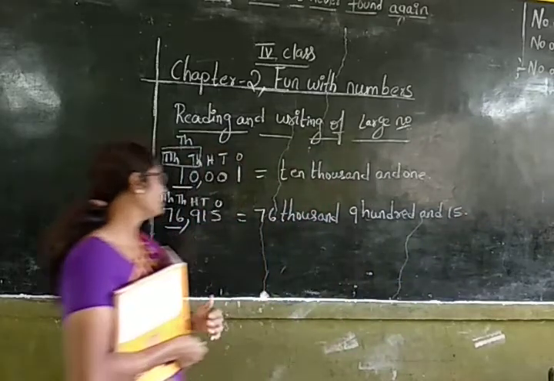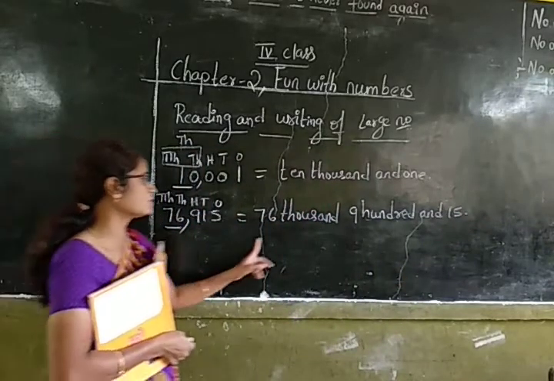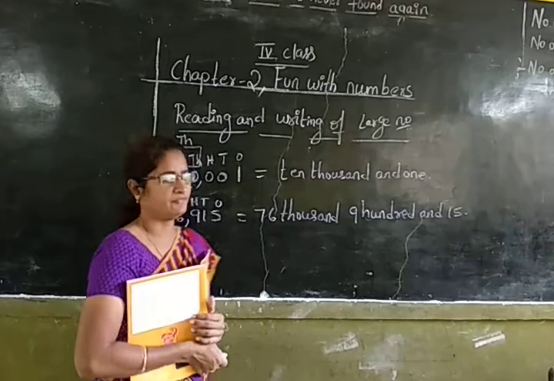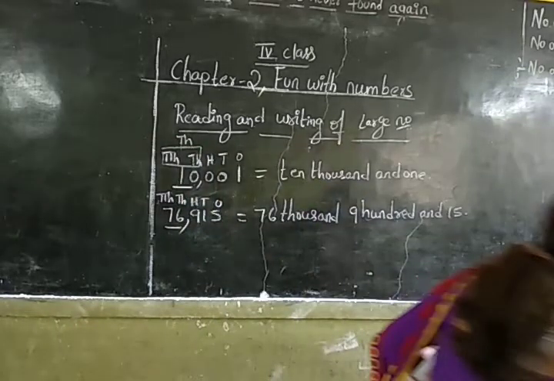Did you understand, children? You have to read it as 76,915. Okay.